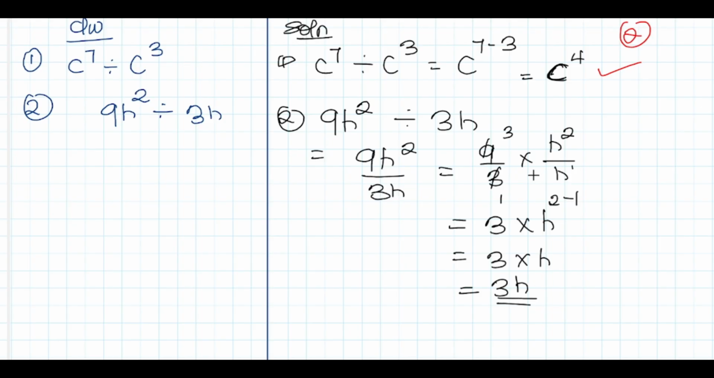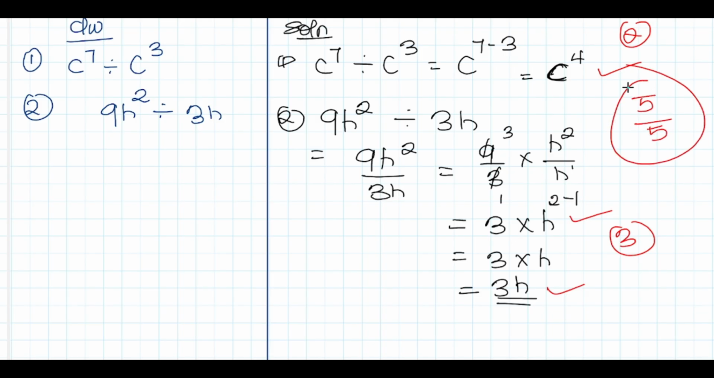So if you get it correctly, mark your steps. You're going to mark this step and mark this step, and then you give yourself 3 marks. So if you get everything, give yourself 5 over 5. That's a good one.